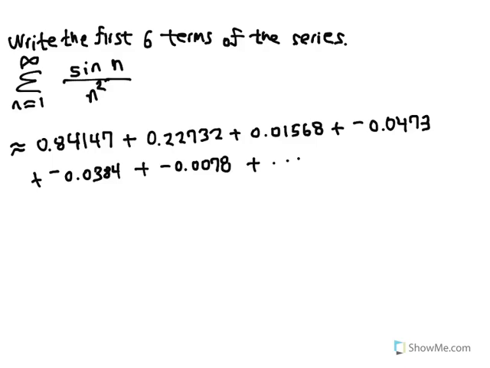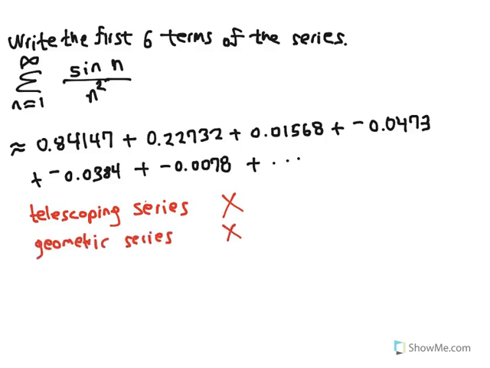But this does not appear to be a telescoping series. We've also learned about geometric series, but this does not appear to be a geometric series either. We've learned about something called the nth term test for divergence. It states that if the limit of the nth term as n goes to infinity is not equal to 0, then the series diverges. But we can't use that here because the limit of the nth term as n goes to infinity is equal to 0, so we can reach no conclusion using the nth term test for divergence.